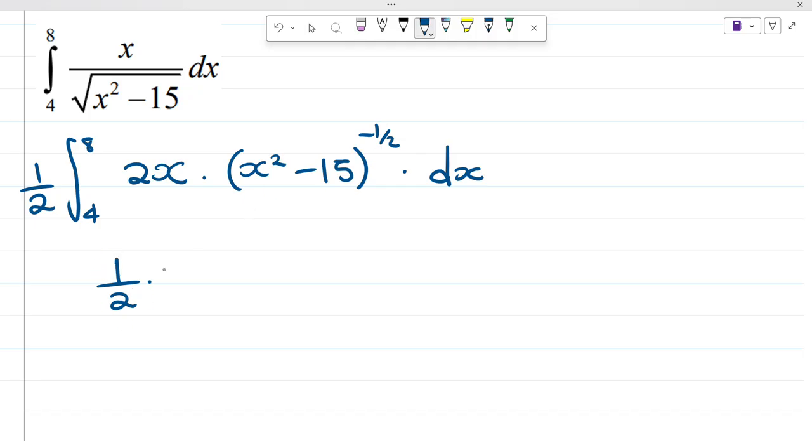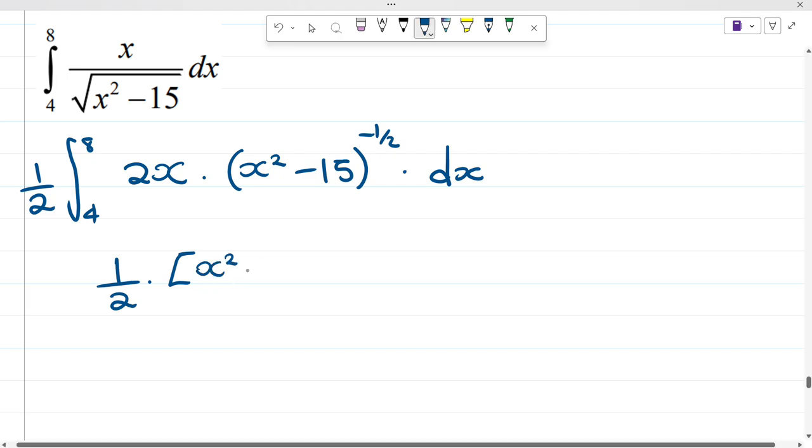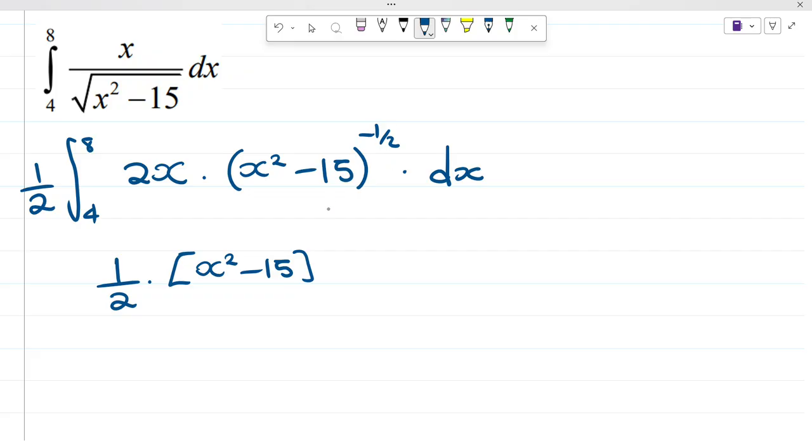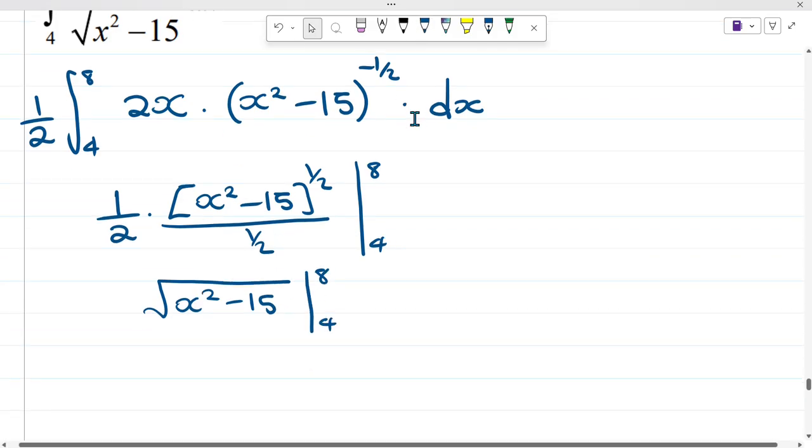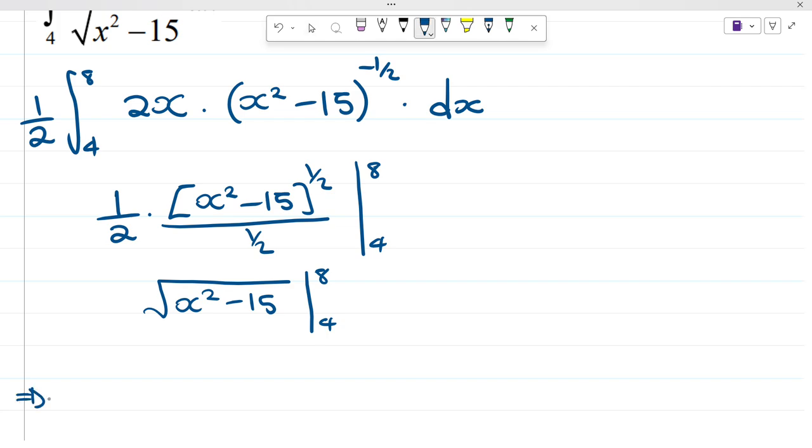And then I apply my general power rule. There is going to be x squared minus 15 to the power negative half plus 1, which is positive half, divided by half there. And then I put my limits 8 and 4. Of course, the 2 and half will cancel out. We'll end up only having the square root of x squared minus 15, with the limits being 8 and 4. Then I substitute my limits there for me to get the answer.